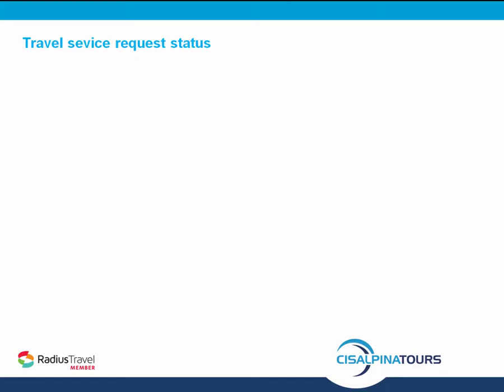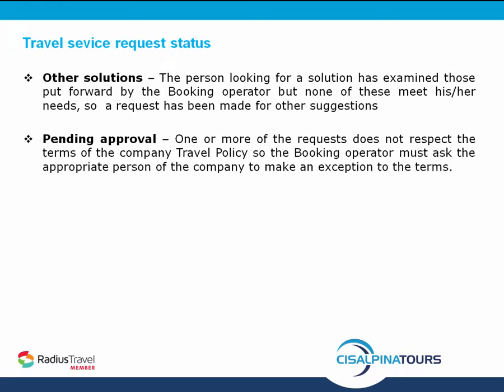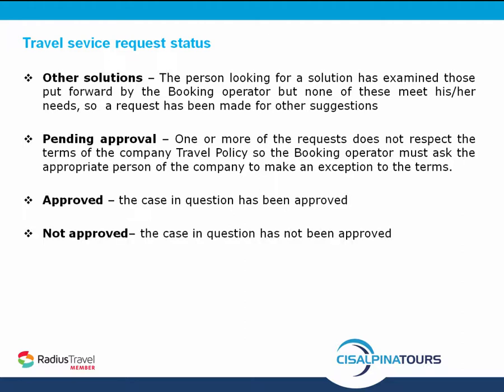Another status may be used on a particular occasion. Other solutions. The person looking for a solution has examined those put forward by the booking operator, but none of these meets his or her needs, so a request has been made for other suggestions. Pending approval. One or more of the requests does not respect the terms of the company travel policy, so the booking operator must ask for the appropriate person of the company to make an exception to the terms. Approved. The case in question has been approved. Not approved. The case in question has not been approved.